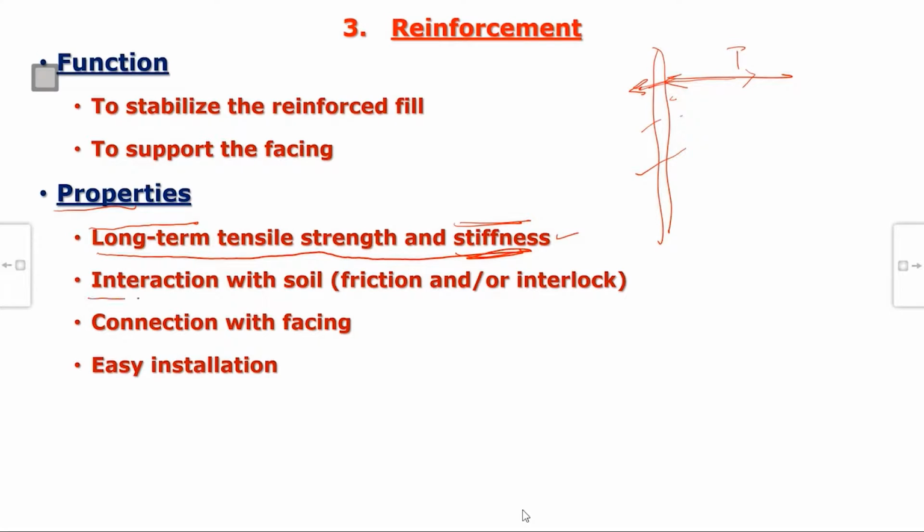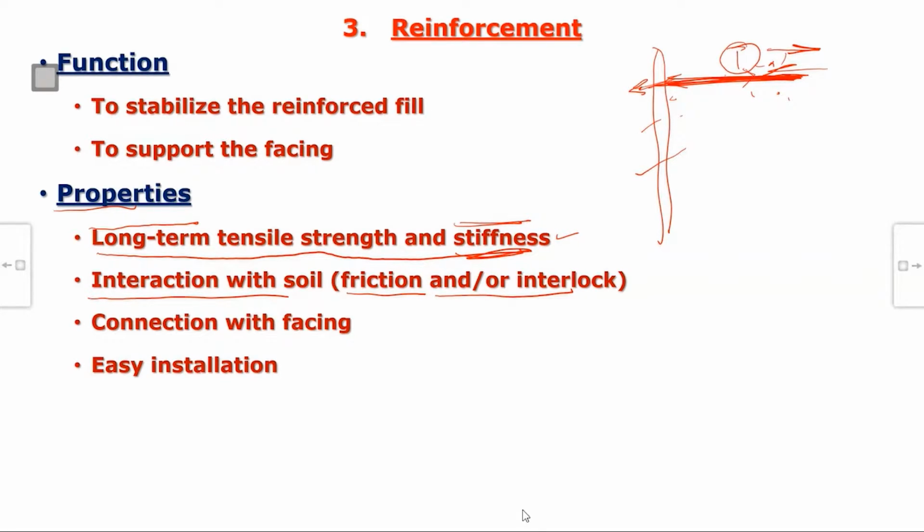Second is interaction with soil. For friction to convert into tensile strength, and the lateral strain to convert into lateral restraint, the reinforcement must interact with the soil. So there must be friction and interlock between this reinforcement and the soil around it. That's why, number one, you always use granular fill here, because in cohesive fill, the coefficient of interaction is less.